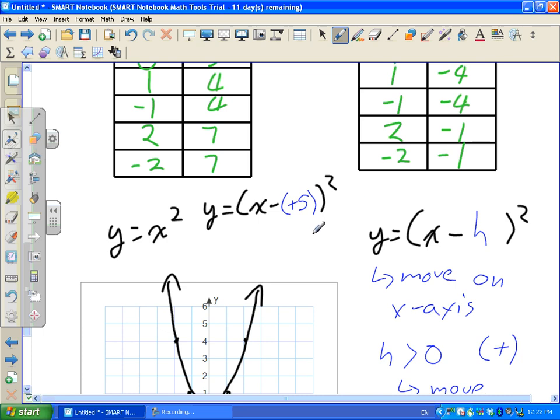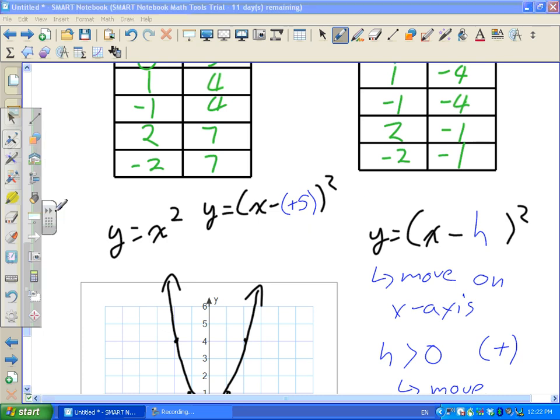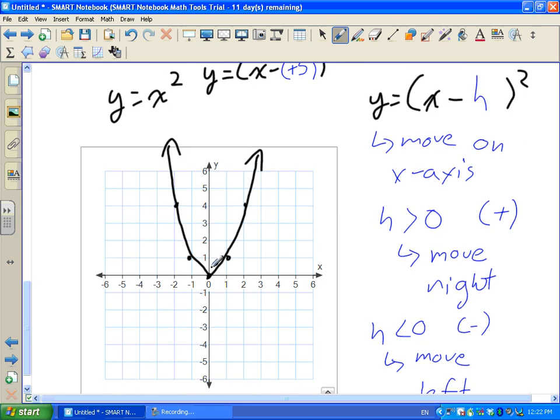So with positive 5, which way should this parabola technically move? To the right, how many units? 5. So I should go 1, 2, 3, 4, 5. There's my vertex. And when I go to draw it, over 1, up 1, over 2, up 4, over 2, up 4. Our parabola, if you've noticed, has shifted 5 units to the right, every point along it.